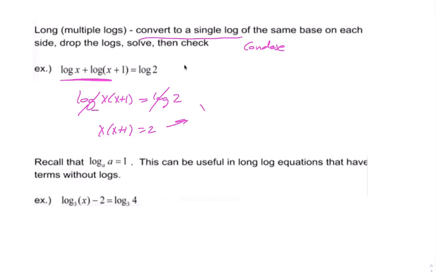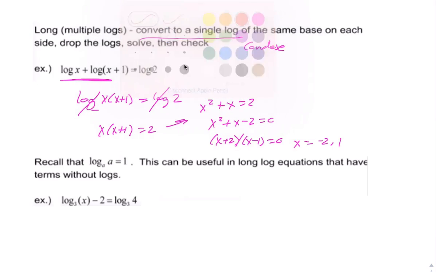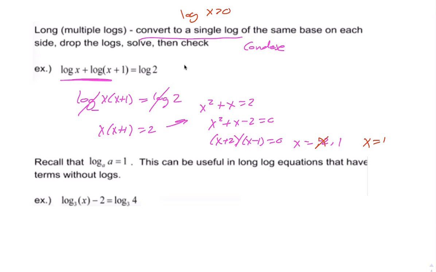If I solve this, I get x squared plus x equals 2. Set equal to 0. Factor: x plus 2, x minus 1. And then I get x equals negative 2 and 1. Now logs, in general, the domain of logs is x has to be greater than 0. So that would not be my answer. My answer is only 1. So that's how you do it. That's how you condense logs. You have multiple logs, you condense it first.